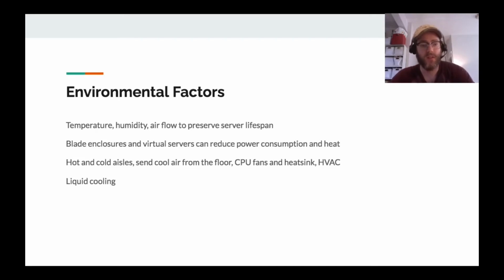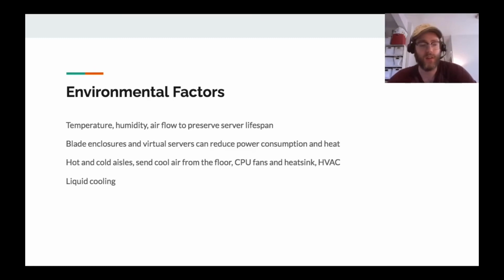Environmental factors. If you have a server room or a data center, you're going to have to be aware of things like temperature, humidity, and airflow. They usually have complex HVAC systems in server rooms to maintain the humidity, temperature, and airflow so as to prolong the life of the servers and the equipment in there. Blade enclosures and virtual servers will have reduced power consumption and heat compared to something like a tower server.